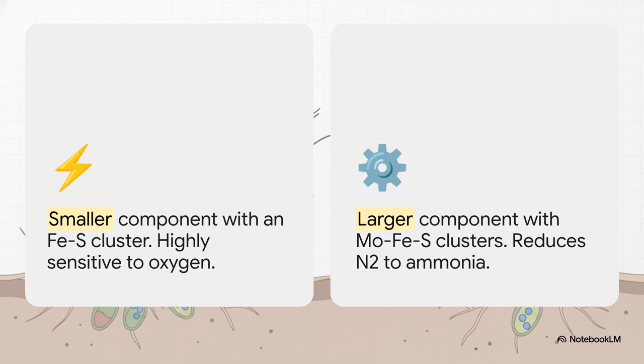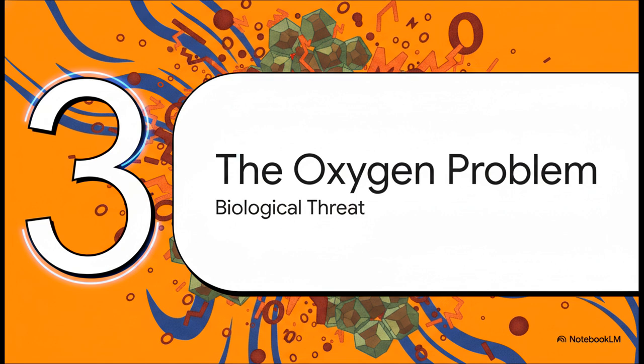But here's the catch. This molecular engine comes at a huge cost. Breaking that stubborn triple bond requires about 16 molecules of ATP to reduce just a single molecule of nitrogen gas. It is an insanely expensive biological operation, requiring just a massive amount of cellular energy. Which brings us to Section 3, the oxygen problem. This is the great biological threat to the system.